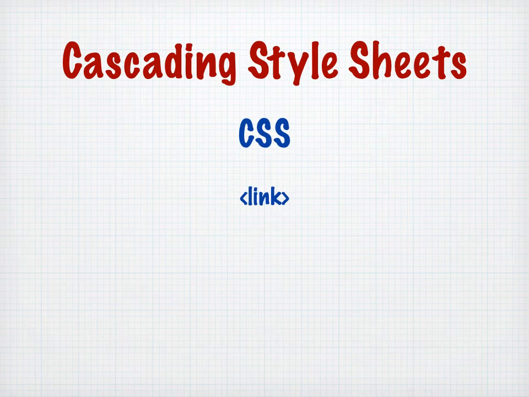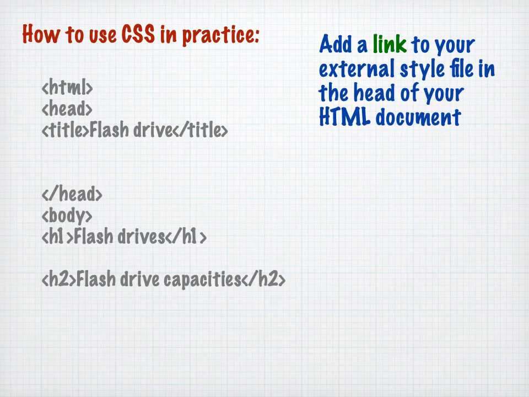So let's look at how we actually use CSS in practice. Now we'll have our HTML in an HTML page, and we'll have our CSS in a separate page. And what we need to do is link the two files together. So when the page is displayed in a browser window, both the HTML and the CSS are combined correctly.